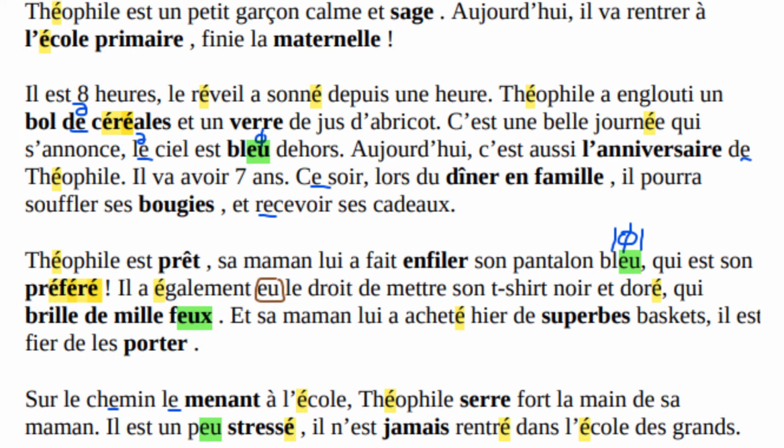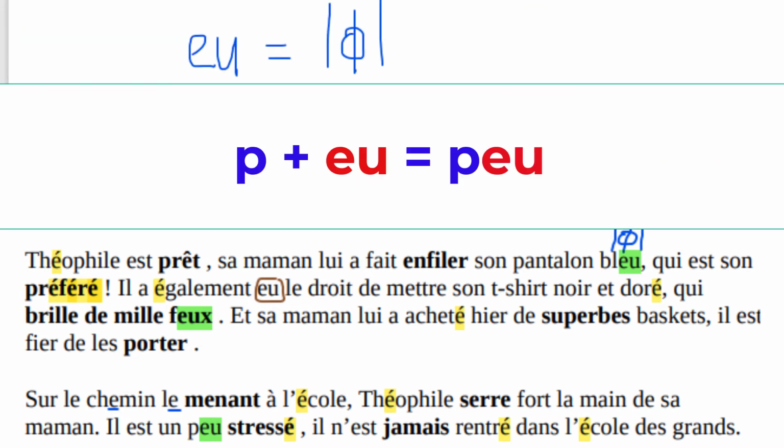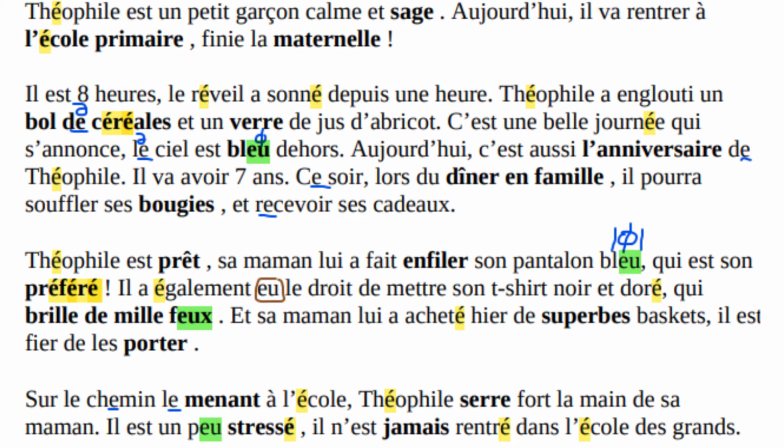Théophile serre fort la main de sa maman. Il est un peu. We have a EU in English and EU in French that gives the sound E. That's why we have peu. Stressé. Can we hear the A sound there? Stressé, E accent aigu. Il n'est jamais rentré. Can we hear the A sound there? Dans l'école des grands. So for our école, we have the E accent aigu.